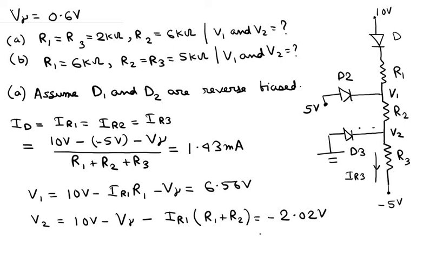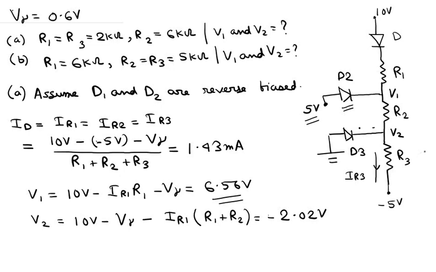Now we note that the voltage V1 is 6.56 volts. So our assumption that D2 is reverse biased is actually correct, because this is 5 volts and the voltage here is 6.56 volts. So D2 is actually reverse biased.